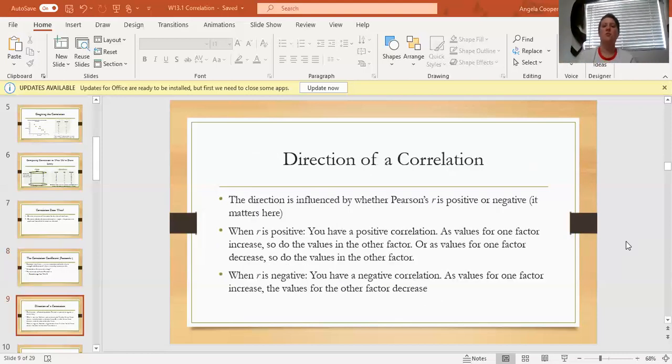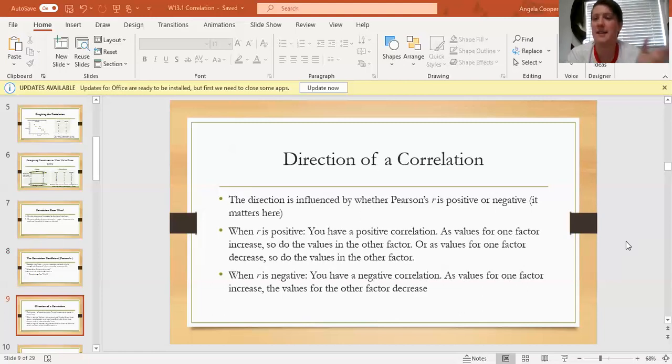Okay, so the direction. I'm going to talk about the strength and direction of Pearson's R, but I'm going to start with the direction. Keep in mind that with Pearson's R, the strength and direction of a correlational relationship between two variables, we're trying to see how they vary together, how they rise and fall together, and how strong that is likely to be. So we're starting with the direction.